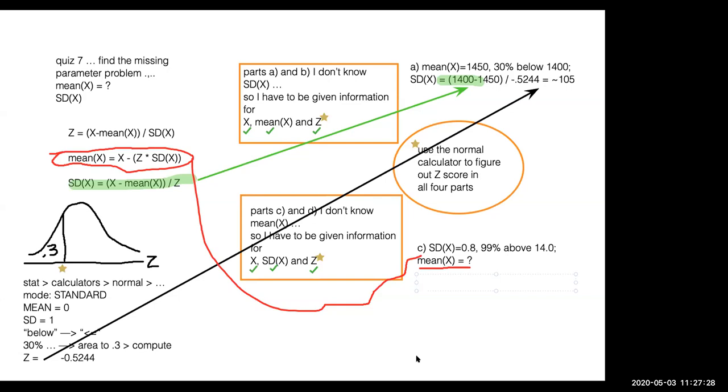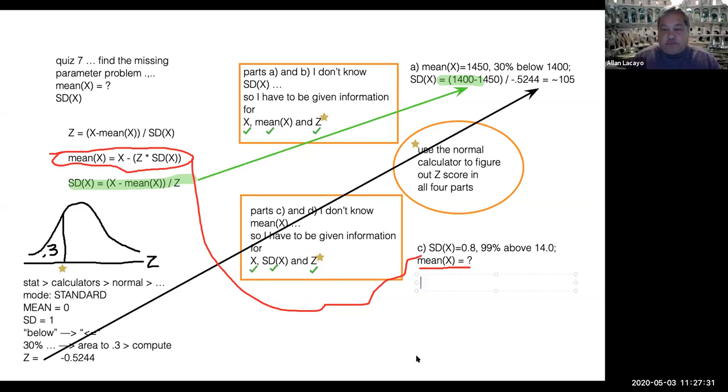Okay. And then you just put in the parts. The mean of X is equal to the value of X minus the product of the z-score times the standard deviation of X. So X in this case is the 14 minus z-score times the standard deviation.